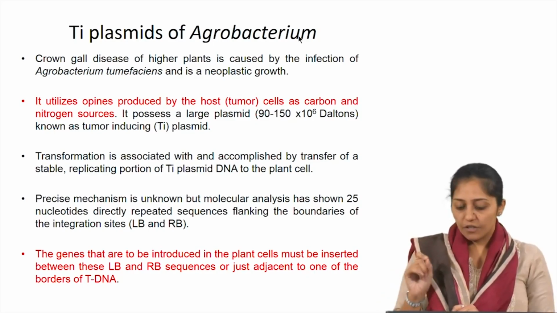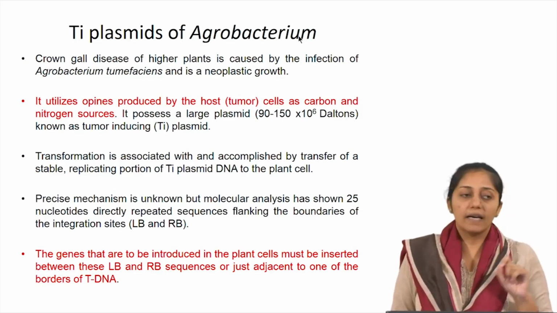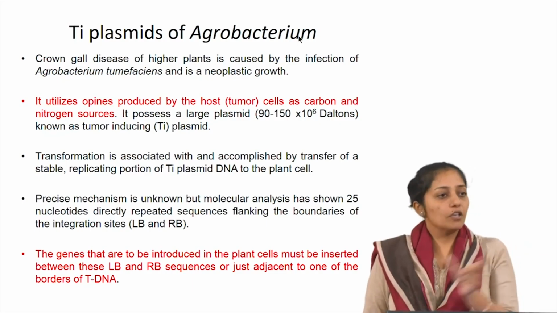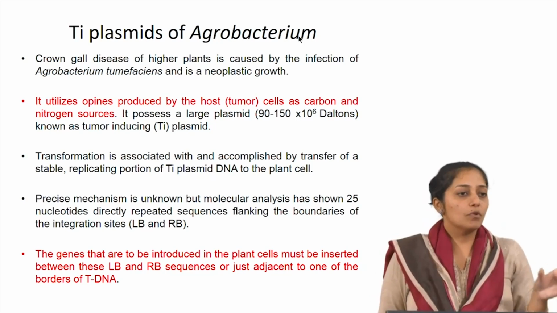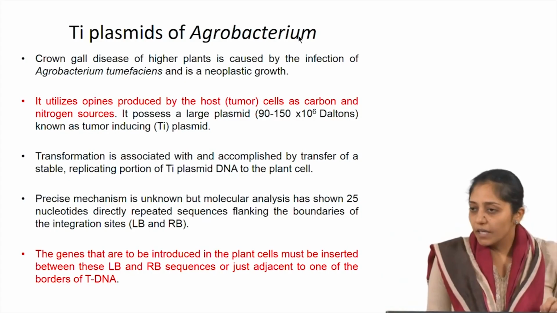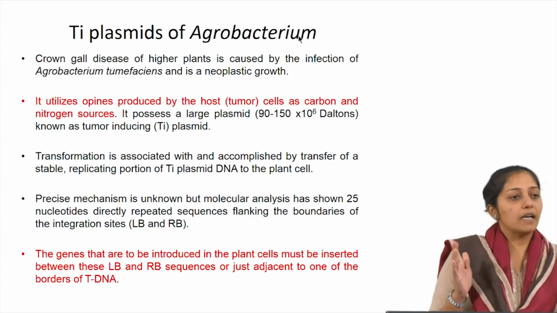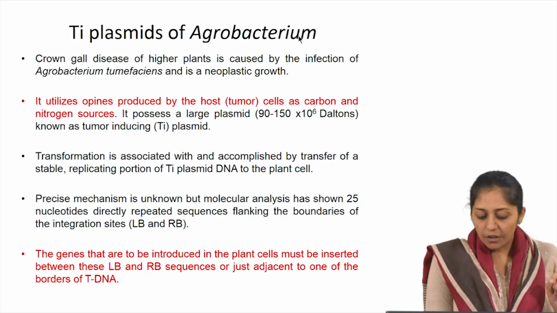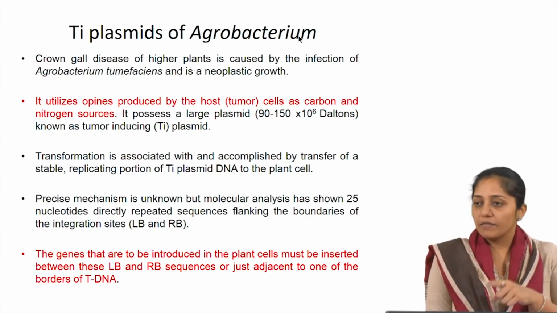molecular analysis has shown that there are 25 nucleotide sequences called direct repeats. Direct repeats means some base pairs which, after a gap, are continuously found to be present more than once, so they are repeated continuously. These repeated sequences flank the boundaries of the integration sites, the left and the right border. It reads from the right to the left. The genes that are to be introduced in the plant cells must be inserted between the left and the right border.